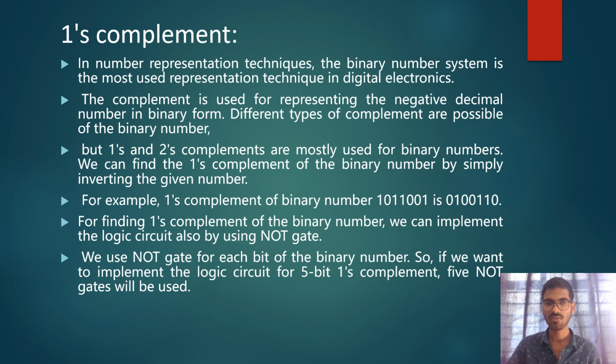What is the function of a NOT gate? It inverts each bit. If we provide input as 0, the output of the NOT gate will be 1. If we have input as 1, the output will be 0. We have learned this from the truth table. The truth table of a NOT gate is: for 0 we get 1, for 1 we get 0. Similarly, one's complement we obtain by inverting each bit. That is the function of a NOT gate.